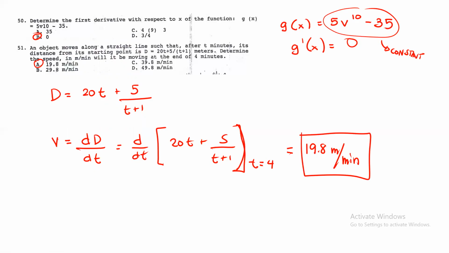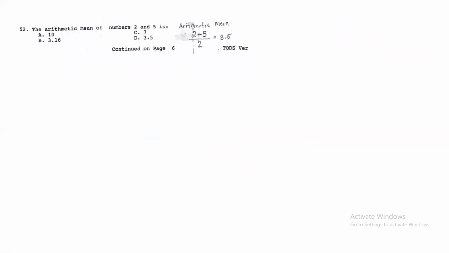The next, number 52: the arithmetic mean of numbers 2 and 5 is 3.5. We just add them and divide by 2. The next, 53: what is a substance existing in the gaseous phase but relatively near its saturation temperature? The answer here is letter A, gas.